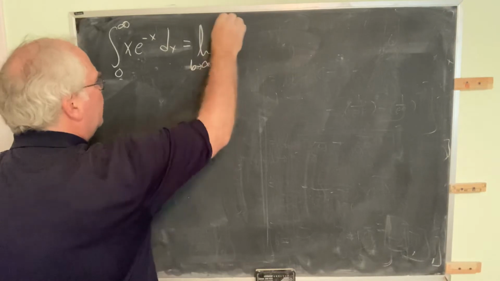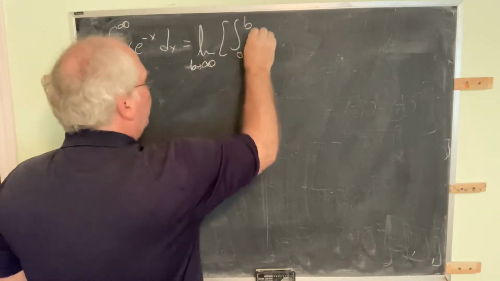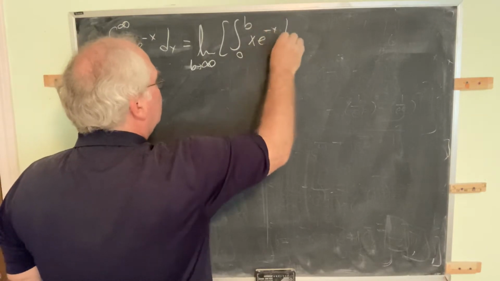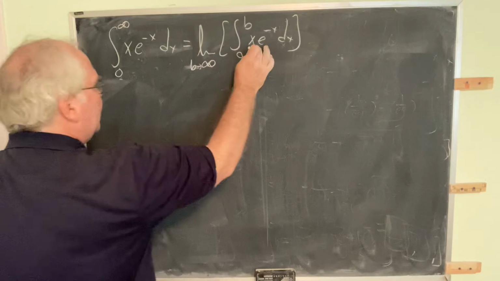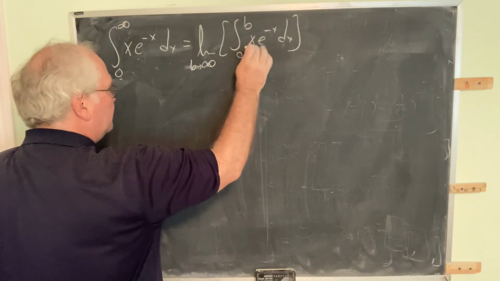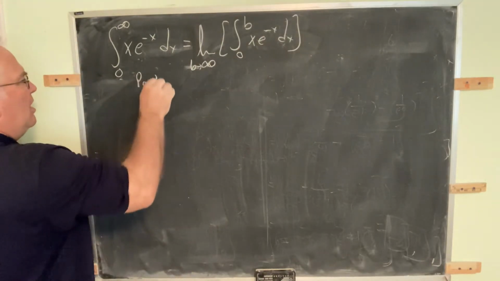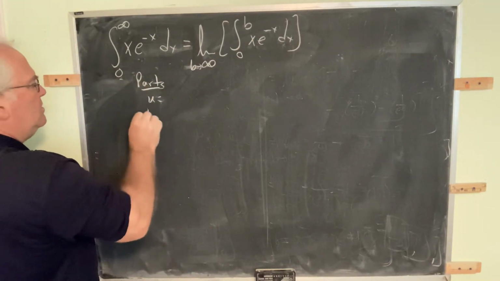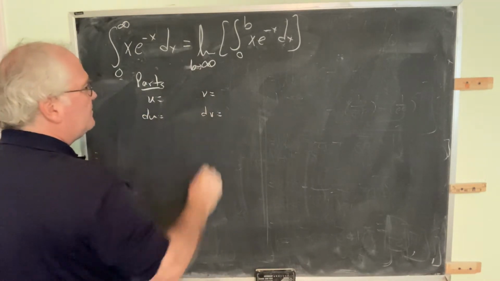as b goes to infinity of, and now this is the integral from 0 to b of x e to the negative x dx. All right? This antiderivative is parts. Anytime I have the product of two functions, at least one of which is transcendental, we're going to do parts. We have u, du. We have v, dv.